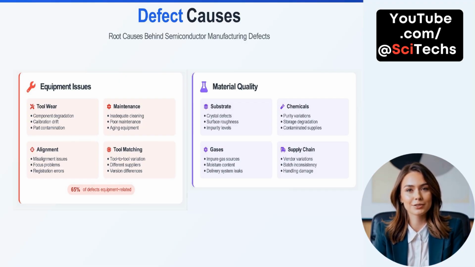Crystal defects, surface roughness, and impurity levels can introduce variability. Chemical issues stem from purity changes, degraded storage conditions, or contaminated supplies. Gases used in processes may carry moisture or be impure, or delivery system leaks may occur. Lastly, supply chain factors such as vendor variability, batch inconsistency, and handling damage introduce further risk. Together, these causes highlight where control and monitoring must be most rigorous.